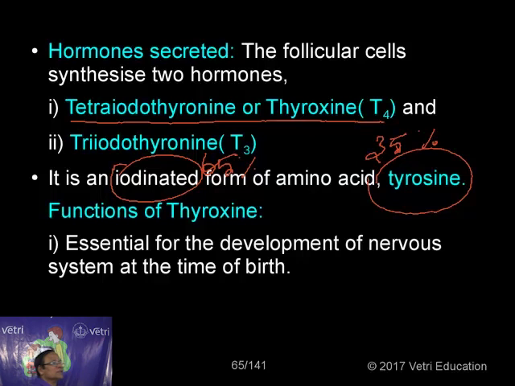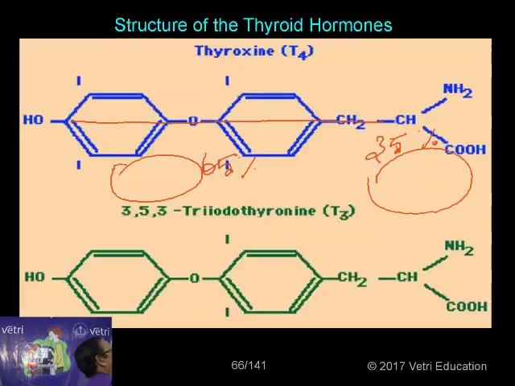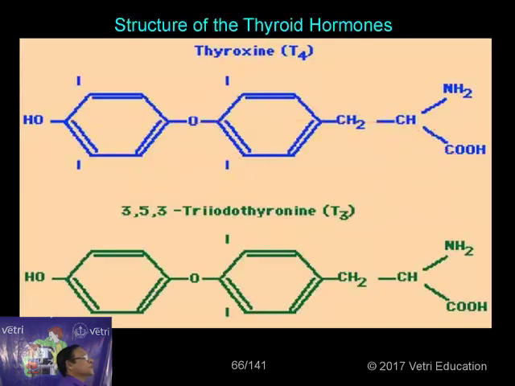Now, what are the functions of thyroxine? This is normally a hormone concerned with the nervous system and skeletal system. This hormone is needed at the time of childhood. The hormone stimulates the development of the nervous system along with the skeletal system, but the most important function is to promote the development of the nervous system at the time of birth. This is the nature of the hormone thyroxine, T4.